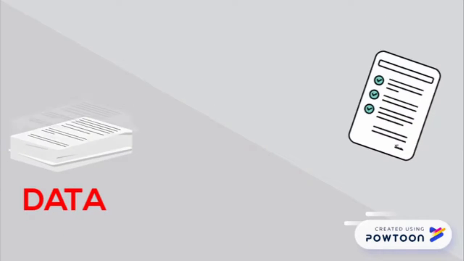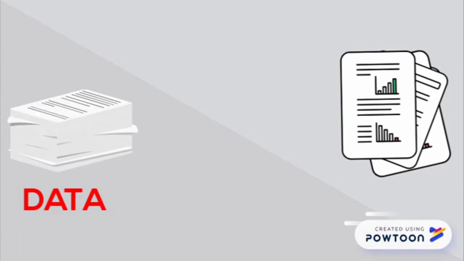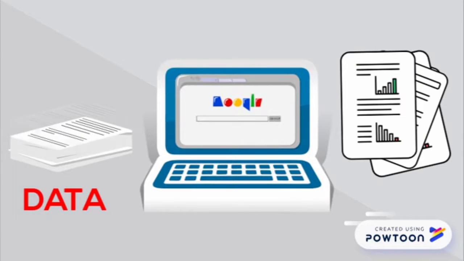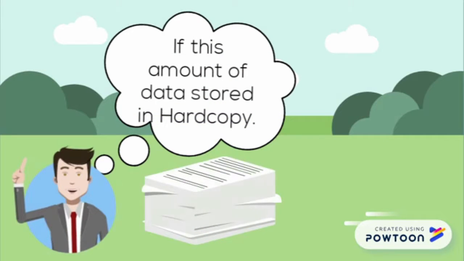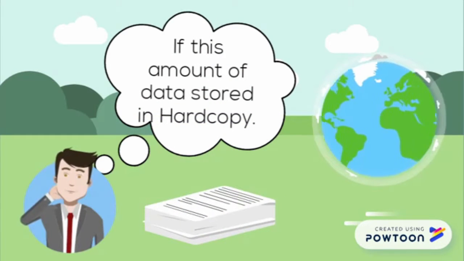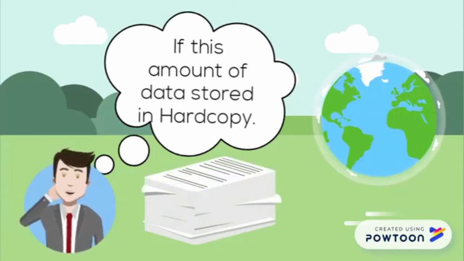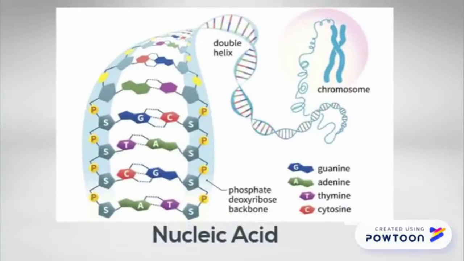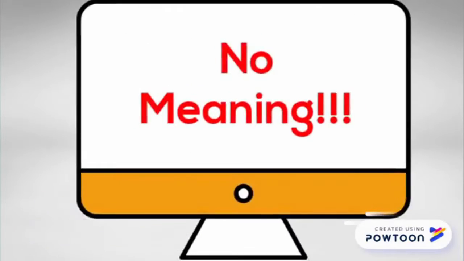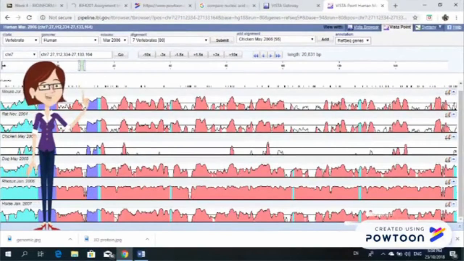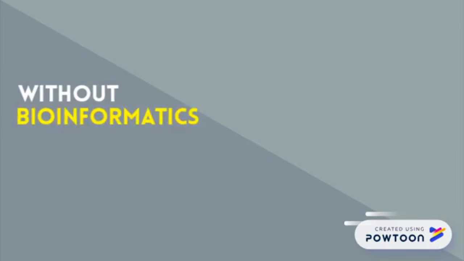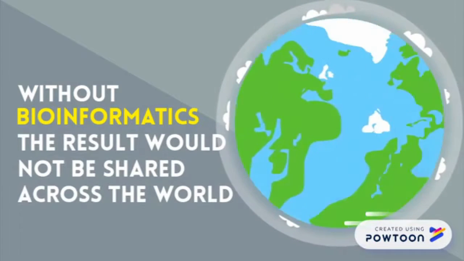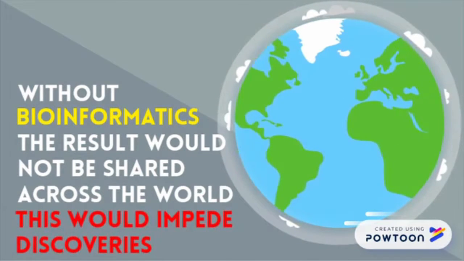The huge amounts of data would need to be stored in databases to be vital for future references in biological research. Anyways, if this amount of data were to be stored in hard copy, the world might simply not have enough papers at all. Nucleic acid and protein sequences by themselves have no meaning. They must be analyzed and compared against existing libraries to predict the structure and function. Another problem is that without bioinformatics, the results would not be shared across the world, and this would impede discoveries.